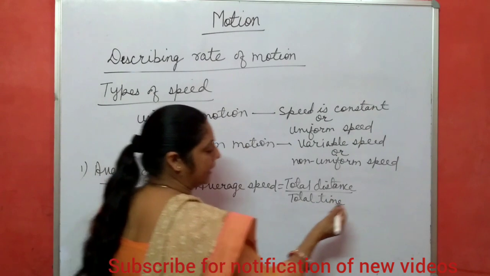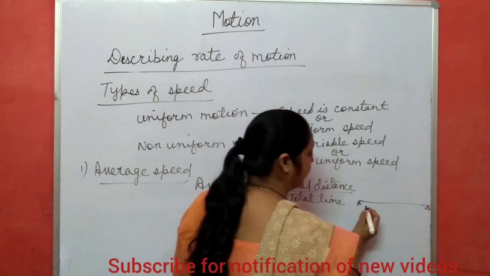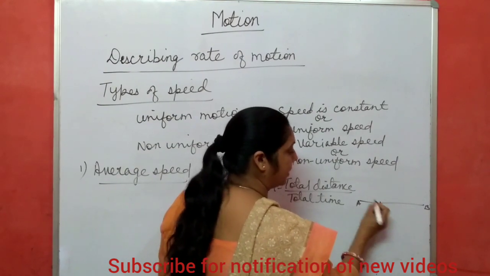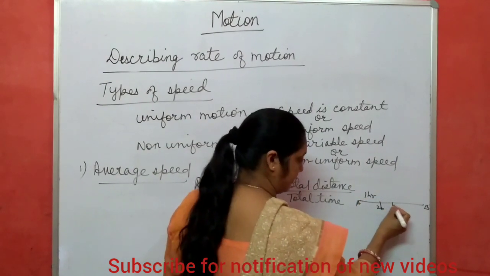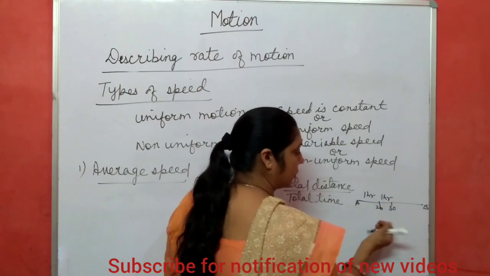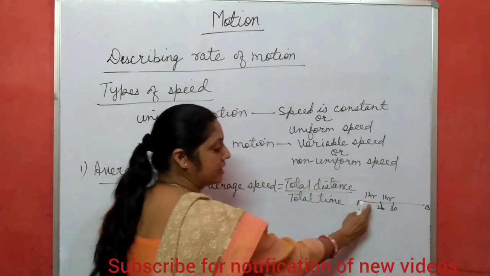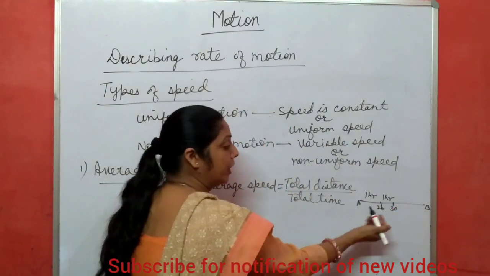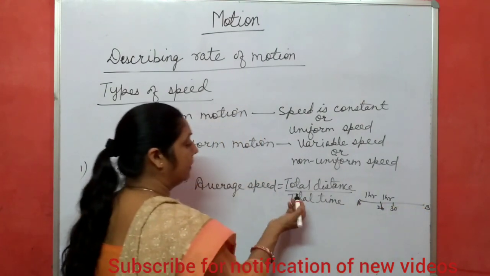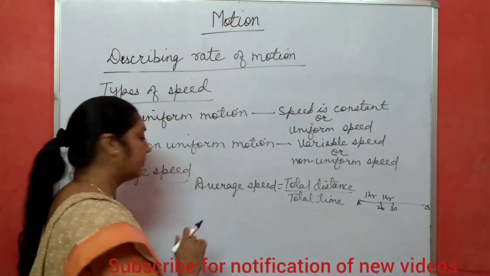You know that in case of non-uniform motion, in the previous example, we already discussed first 20 kilometer in 1 hour, next 10 kilometer in 1 hour. So unequal distance in equal interval of time. Its speed is different at different points. So you have to calculate the average speed from A to B by using this formula, total distance by total time.